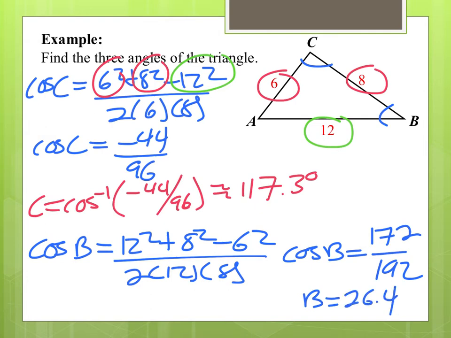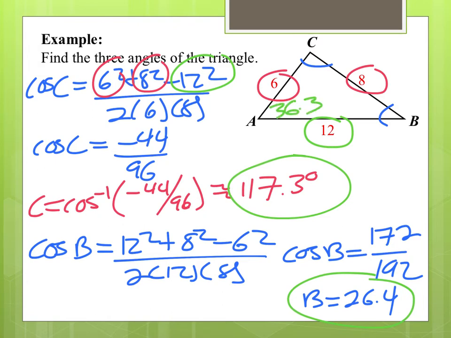Alright, now since I know those two angles, since I know that angle C is 117.3 and angle B is 26.4, I could very easily subtract those two from 180 degrees to get that angle A is 36.3. And there I have my three angles.